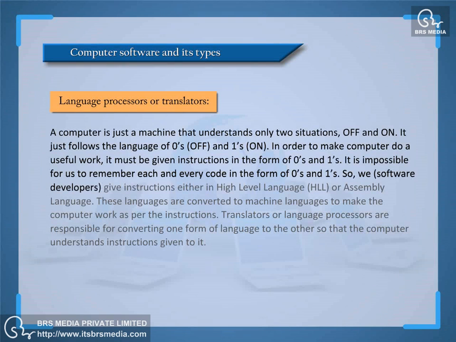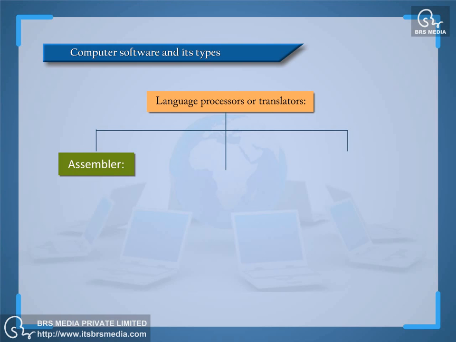software developers give instructions either in high-level language, HLL, or assembly language. These languages are converted to machine language to make the computer work as per the instructions. Translators or language processors are responsible for converting one form of language to the other so that the computer understands the instructions given to it. Assembler, interpreter, compiler.